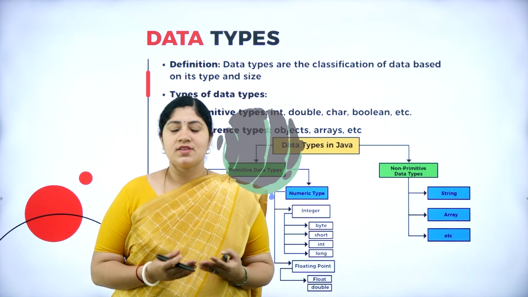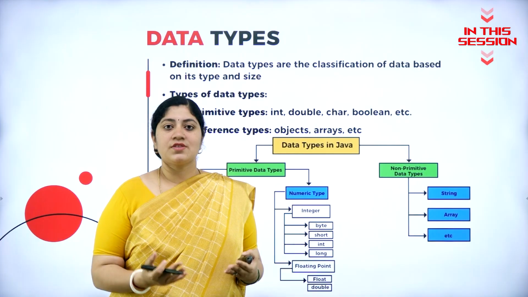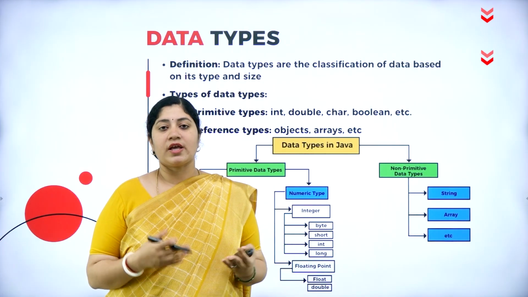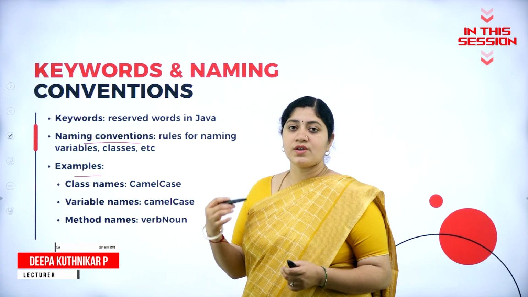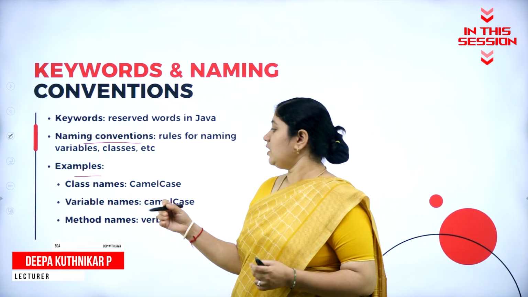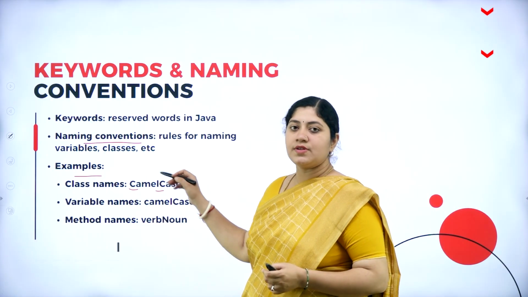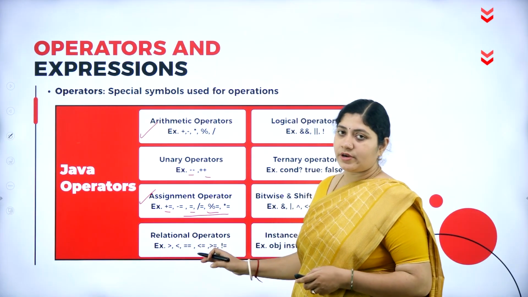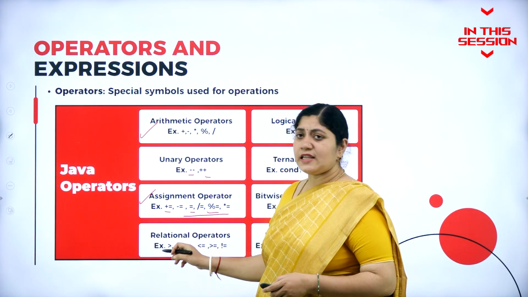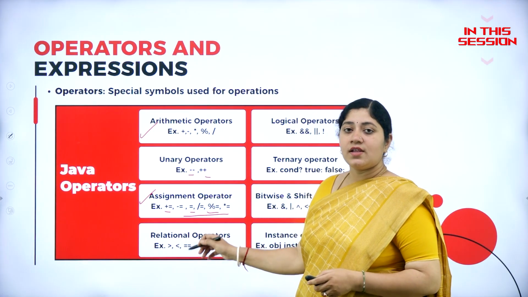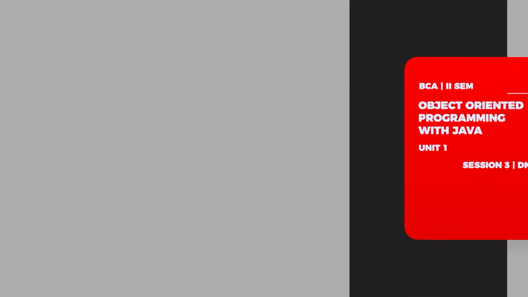Data types, in the sense, is just a classification of data based on different sizes as well as types of information. With respect to a class, if we want to define a class, then we can define it in this way, that is camel case. The relational operator covers all the relational things, that is less than, greater than, less than or equal to, greater than or equal to, etc.